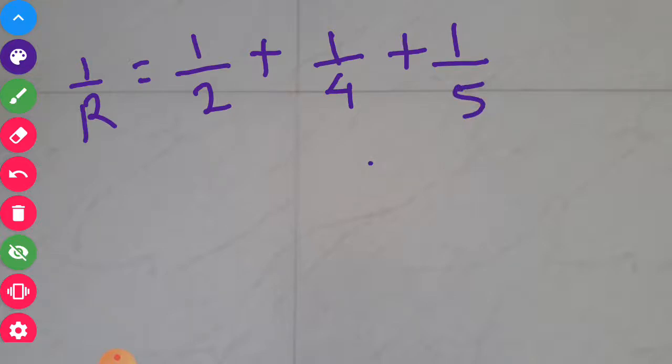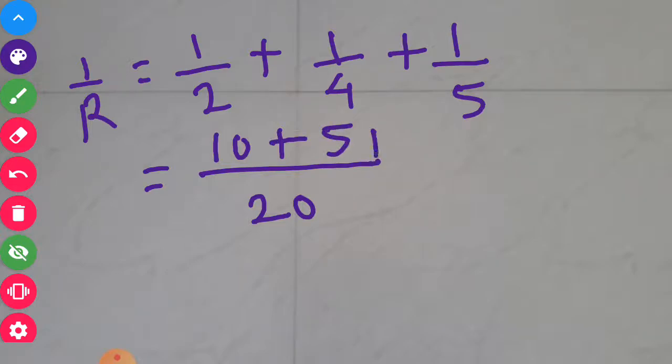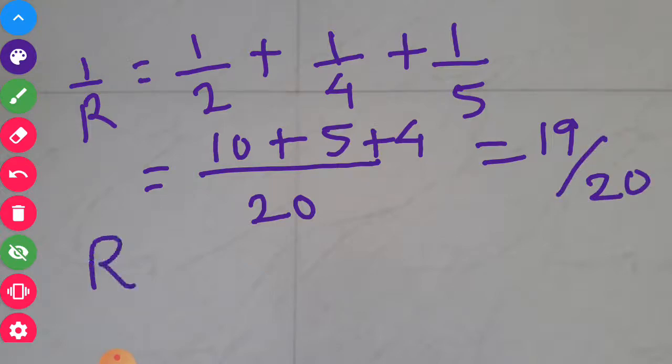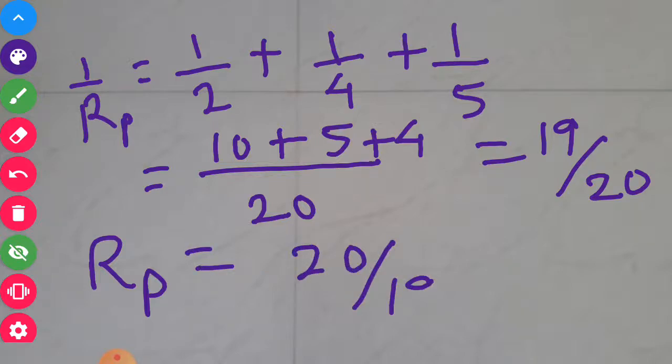Okay, if you simplify this, for the resistance in parallel, you have the LCM to be 20. So here you have to multiply by 10 plus 5 plus 4, so this becomes 19 upon 20. So resistance of this parallel combination, RP if I write, then it becomes 20 upon 19 ohm. So this is a very easy calculation. Then the next part is also there.